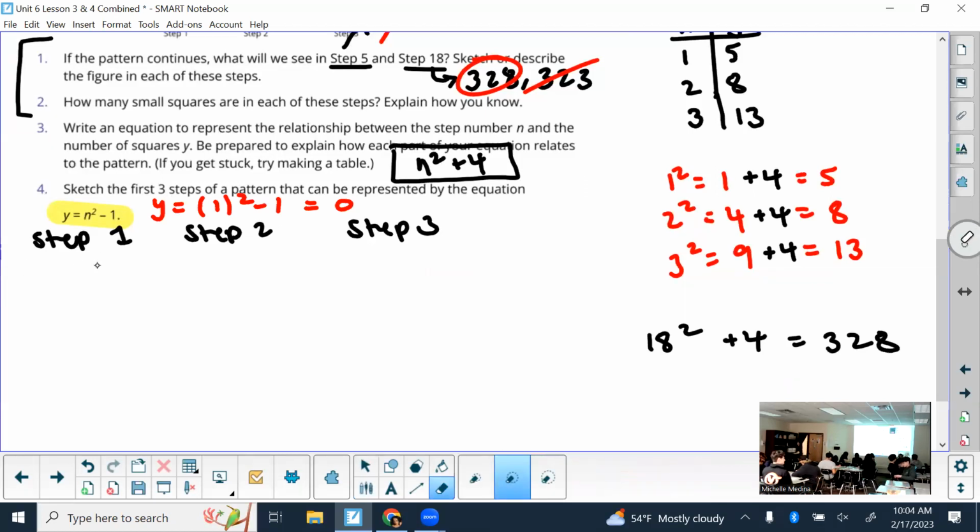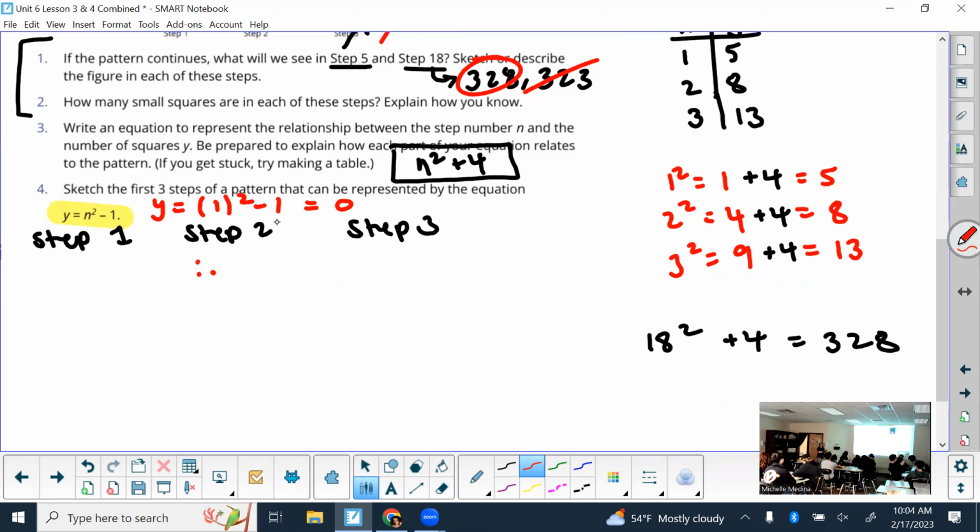What about for step 2? Right, Brian? Okay, we have 3 squared. Anyone get something other than that? All right, I put dots, that's fine.